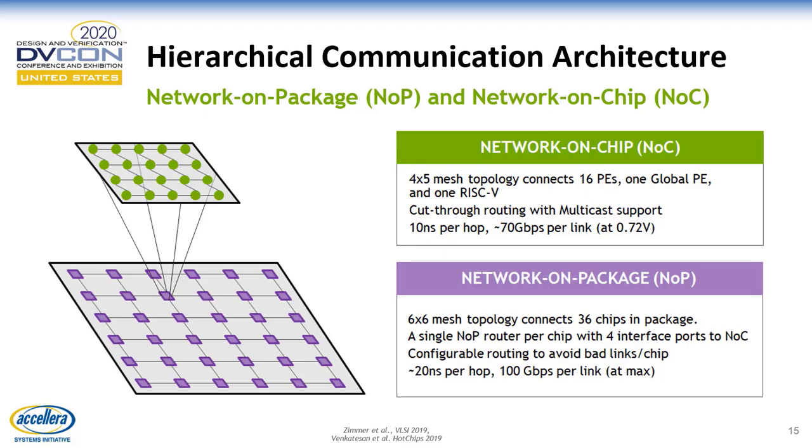Each NOP router achieved about 20 nanoseconds per hop and had about 100 gigabits per link of bandwidth, which is primarily determined by the physical layer of ground-referenced signaling. Another key aspect here is that both the network on chip and network on package were realized using the same router code from the MatchLib, simply by customizing the number of ports and the bit widths to suit the bandwidth demands and latency of the specification.